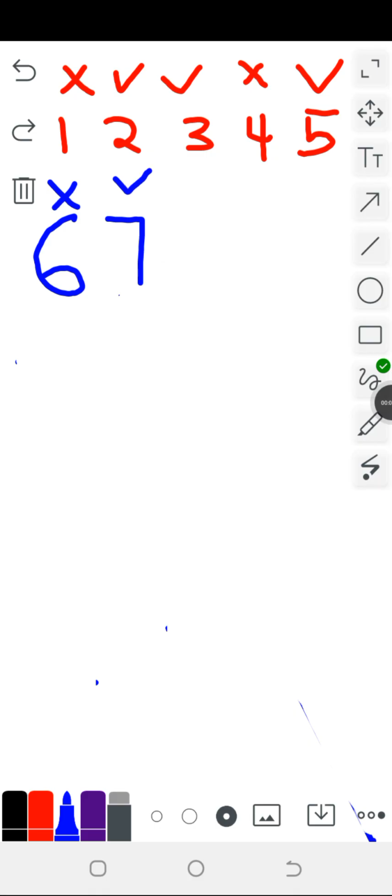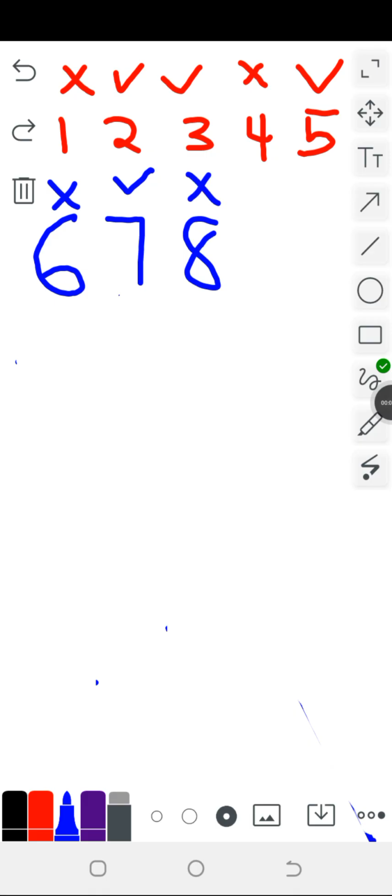We say yes. 7 is a prime number because 7 can only divide 1 and itself. It cannot divide any other number to give a whole number. So we say 7 is a prime number. Is 8 a prime number?